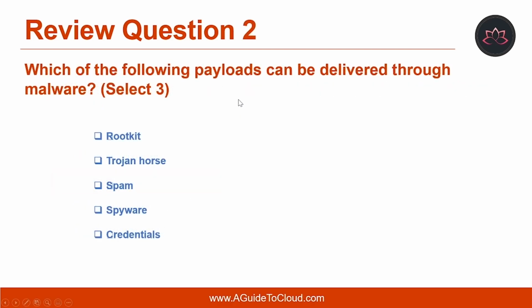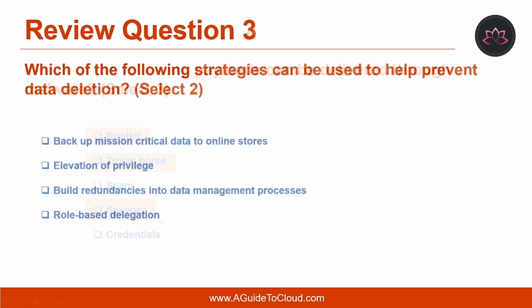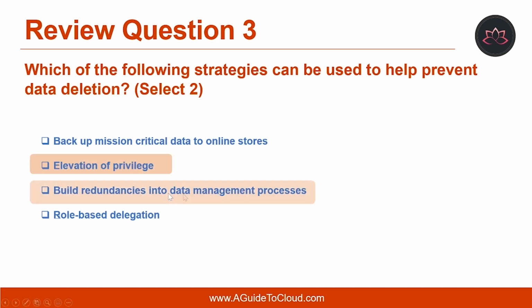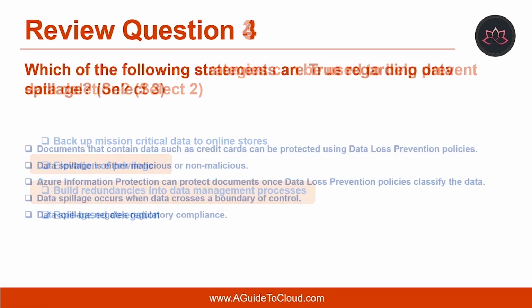Question number 2. Which of the following payloads can be delivered through malware? The answers are rootkit, Trojan horse, and spyware. Let's look at question number 3. Which of the following strategies can be used to help prevent data deletion? The correct answers are elevation of privilege and build redundancies into data management processes.